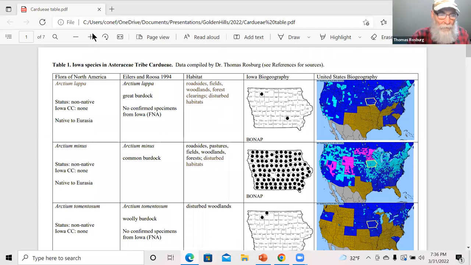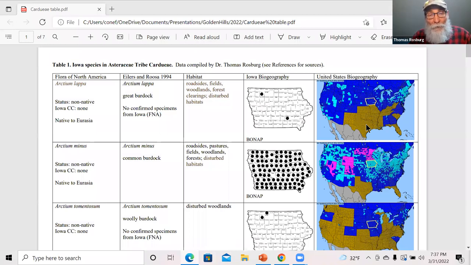All right, I'm back, and I pulled up the table here for the Carduae. This one has a lot of blue in it because there's a lot of non-native species, and in the BONAP maps, when the species is non-native, they use dark blue to indicate a state where it's present, and light blue to indicate the counties where the species is present, as opposed to green, which is used for native species.